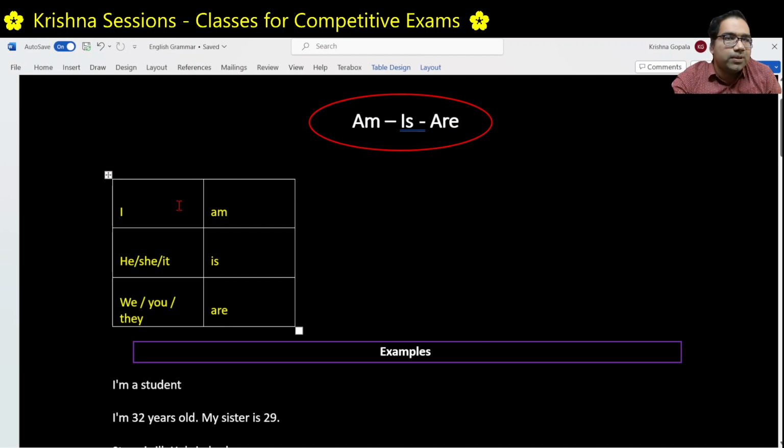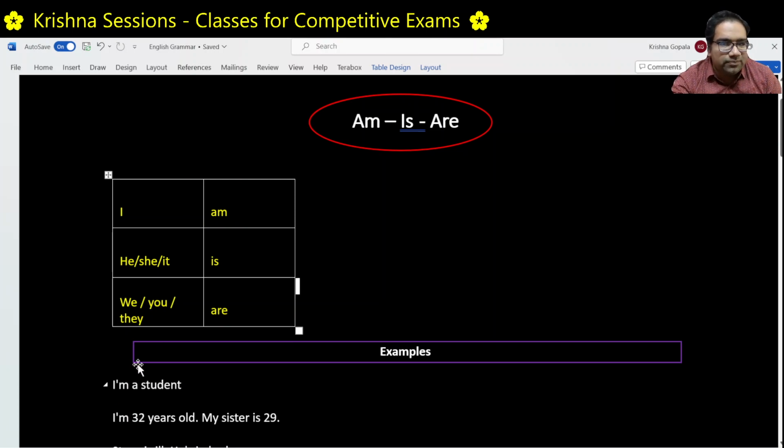We just need to remember this small table. Am we use with I. Is we use with he, she, it. Are we use with we, you, they. Right. We'll take some examples so that you will understand it clearly.